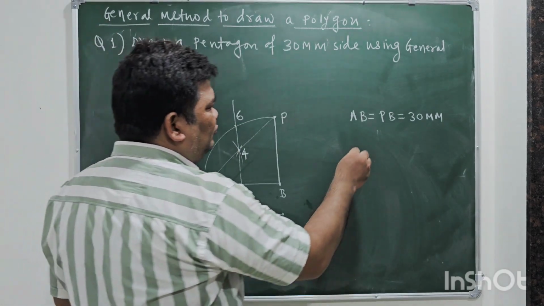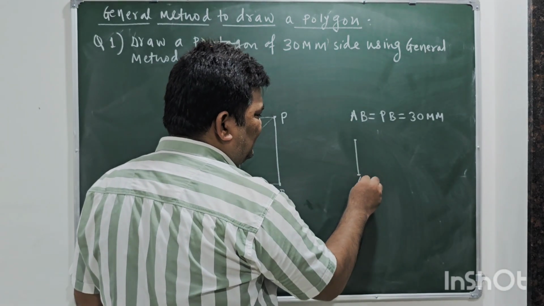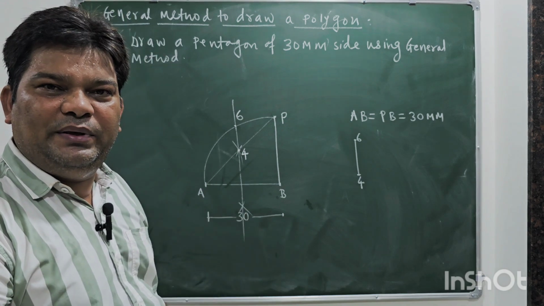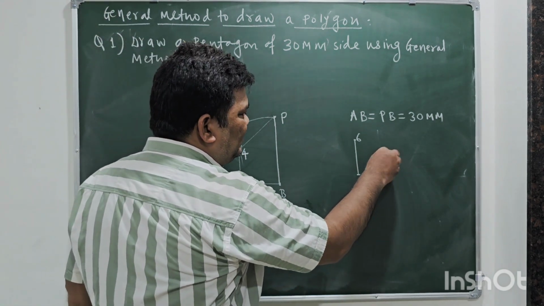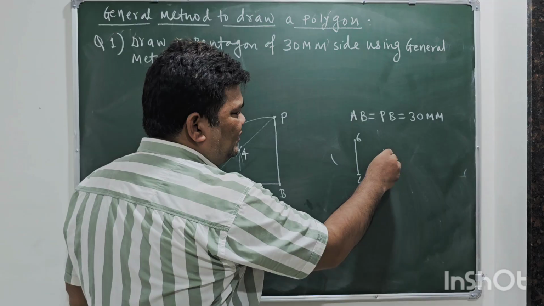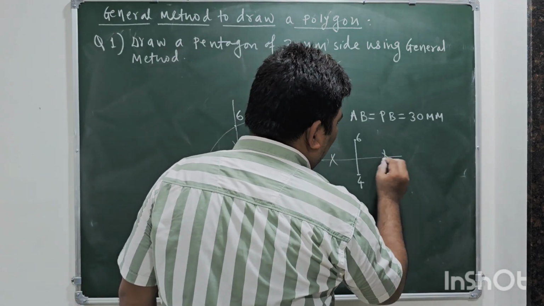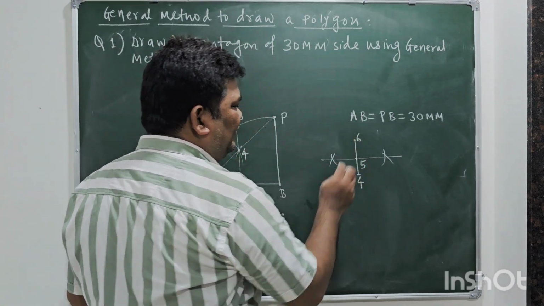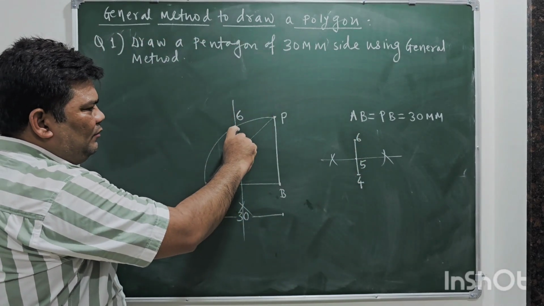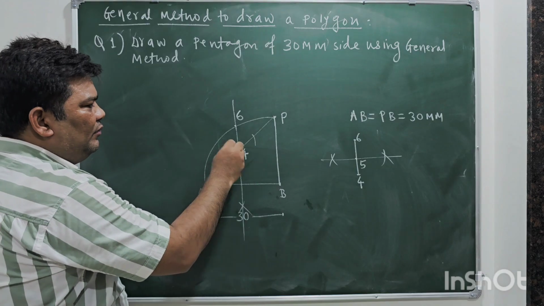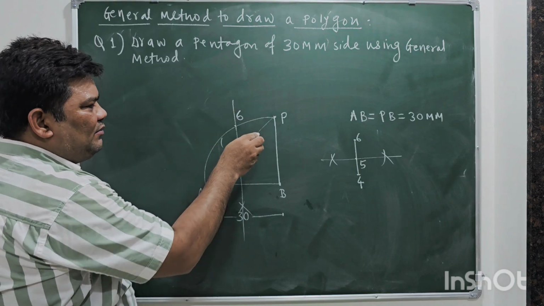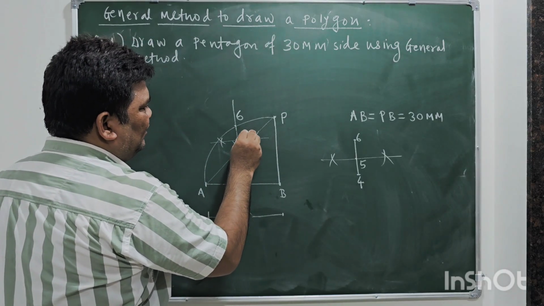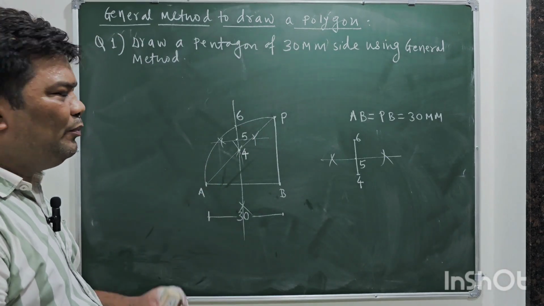Again, what you have to do? You have to just bisect the line 4 and 6. How to bisect the line 4 and 6? Just like earlier, when you bisected the line AB, take more than half of the distance from 6 and 4. More than half of the distance from point 4, draw an arc. Same distance from point 6, draw an arc. It will intersect at some point, and you will get point number 5 in the middle.